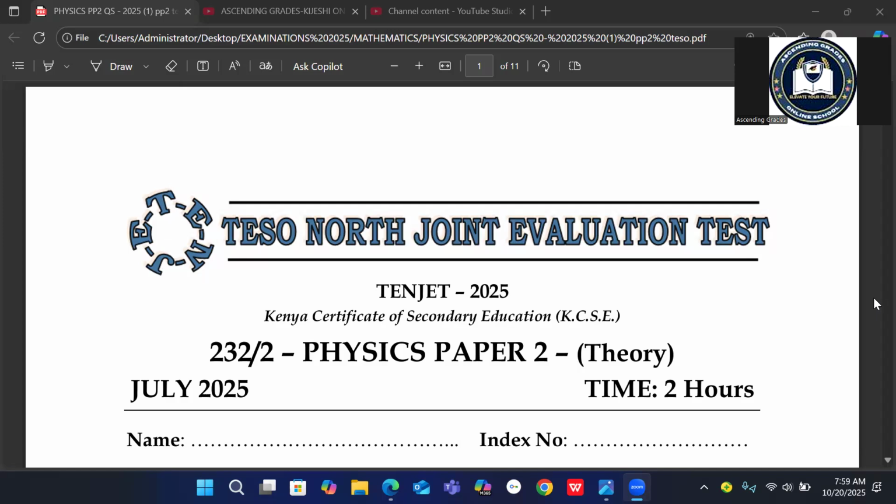We are in the marathon in preparation for the KCSE of 2025. For us today, we shall be having a Physics Paper 2 theory paper.